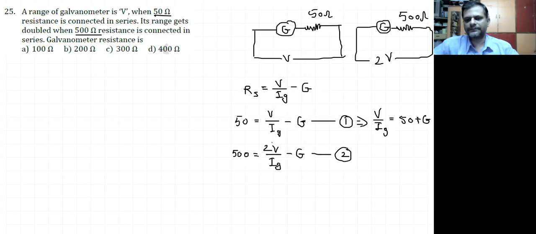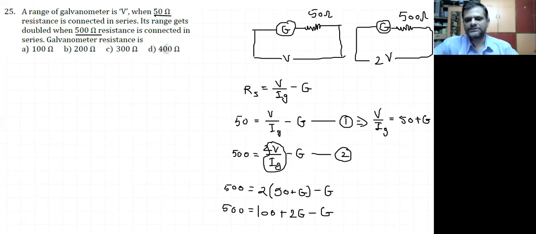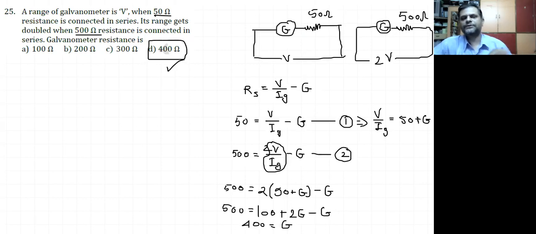And if we just try to use it here, V upon IG के बदले अगर उसको डाल देंगे तो हमको मिलेगा 500 is equal to 2 times of V upon IG का वैल्यू जो कि यहाँ पे 50 plus G के बराबर है, and minus G which is kept as it is. And then we can solve this further, so that we get 500 is equal to 2 into 50 is 100 plus 2 into G becomes 2G, and minus G is just kept as it is, so that 2G minus G becomes simply G, and 500 minus 100, ये 100 उस तरफ चला जाएगा तो वहाँ पे 400 बचेगा. So we get that 400 is equal to G, meaning the resistance of the galvanometer is going to be actually 400 ohm, which is already there in option number D here.